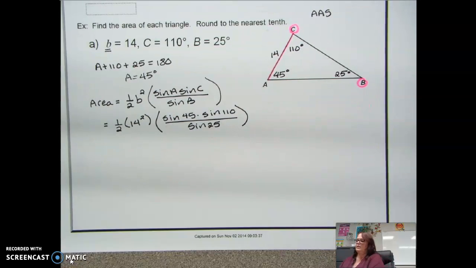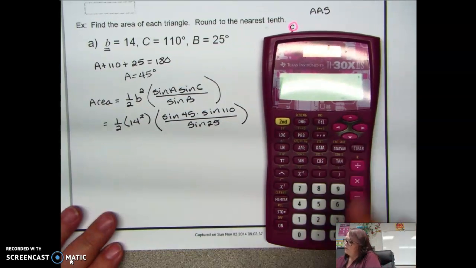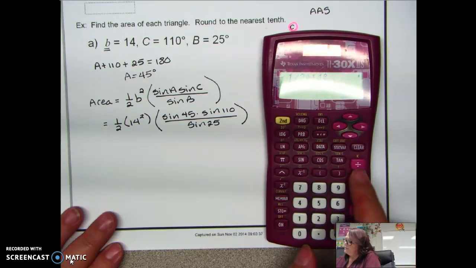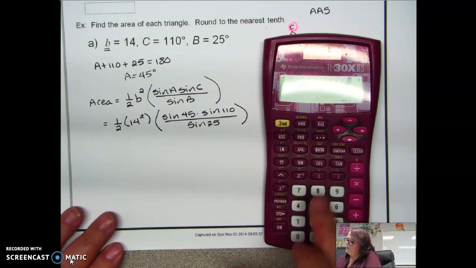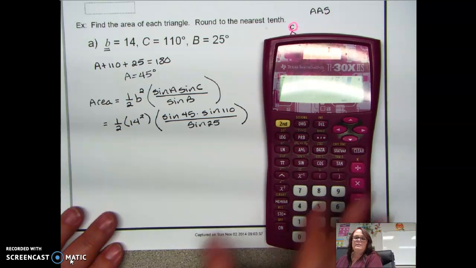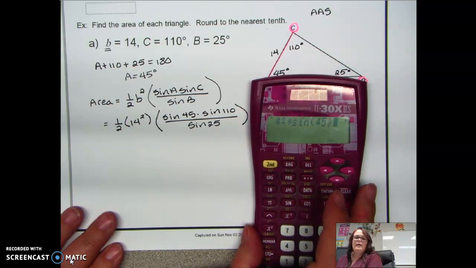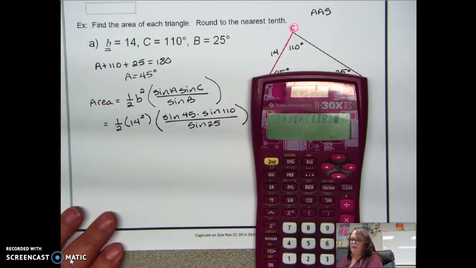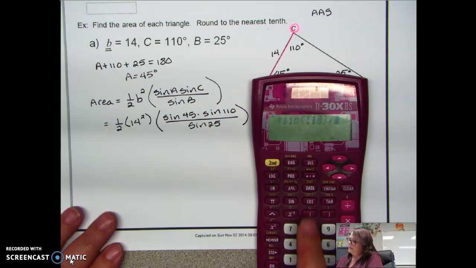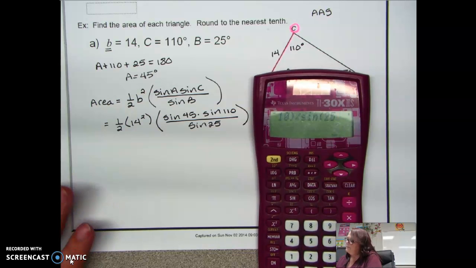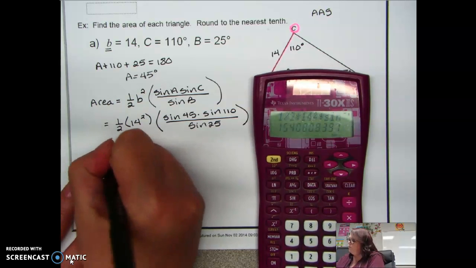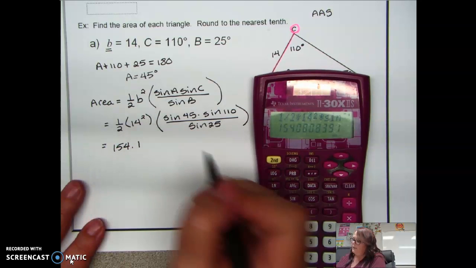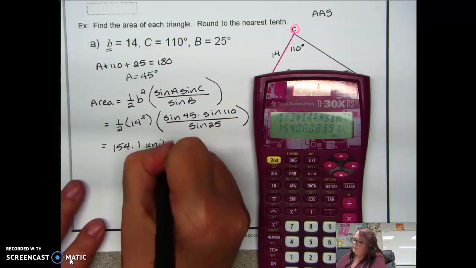So we're going to plug it in just like we see it. So I've got 1 divided by 2 times 14 squared times, and then we get the sine of 45, and in my case I have to close that parentheses. I don't know if you can see that. And then I'm going to say times the sine of 110, close that parentheses again, and then I'm going to say divided by the sine of 25, and that gives us an area of about 154.1 units squared.